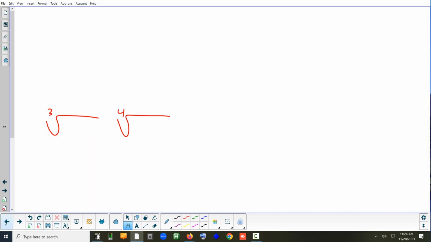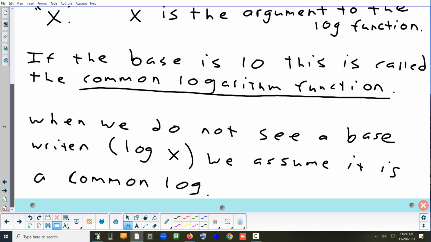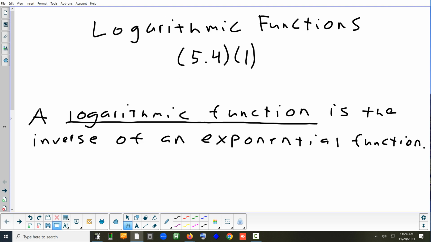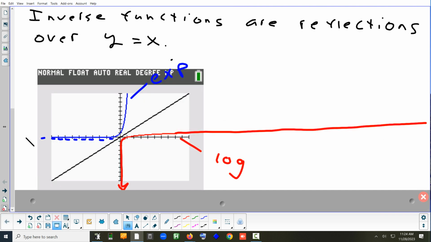Okay, let's go back to that picture for a second of the log. If you remember the domain and the range of an exponential, switch them, and that's going to be the domain and range for logs. So let's start with the domain. Remember the range for exponentials was 0 to infinity. That's now the domain for logs, 0 to infinity.